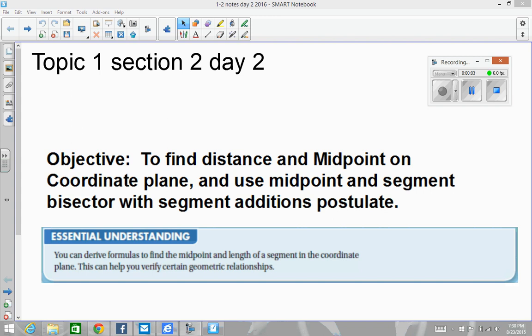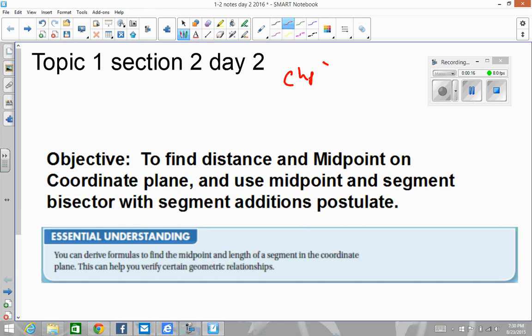Welcome to Geometry Pre-AP. This is Topic 1, Section 2, Day 2. This material actually can be found in the textbook in a different place. You can find this material in Chapter 5, which we call Topic 5, Section 1. So Topic 5, Section 1, if you want to go look in your book for more help on this topic.